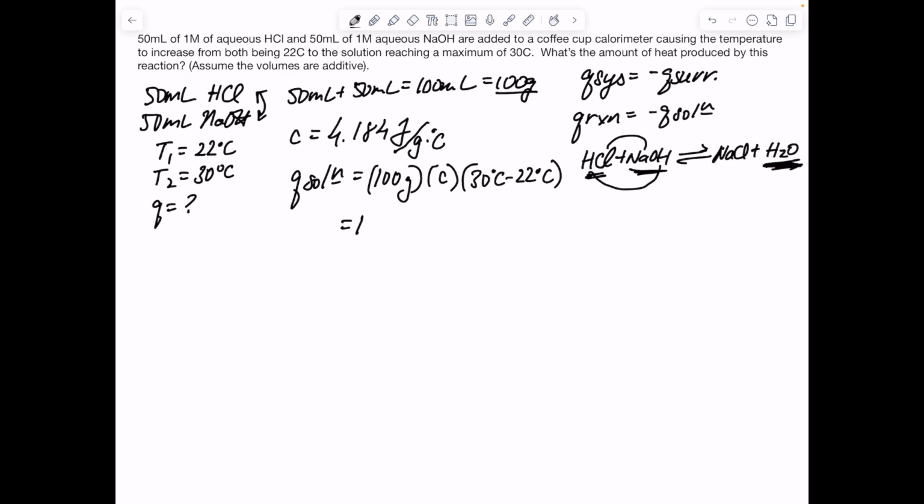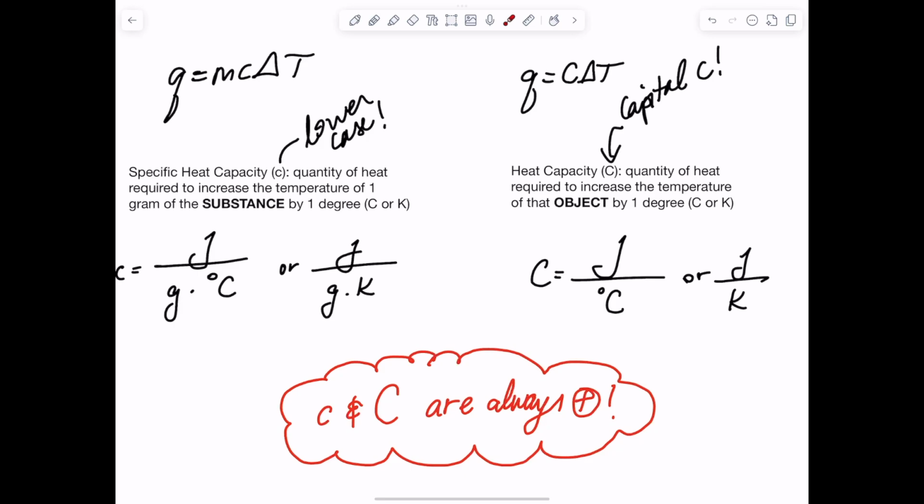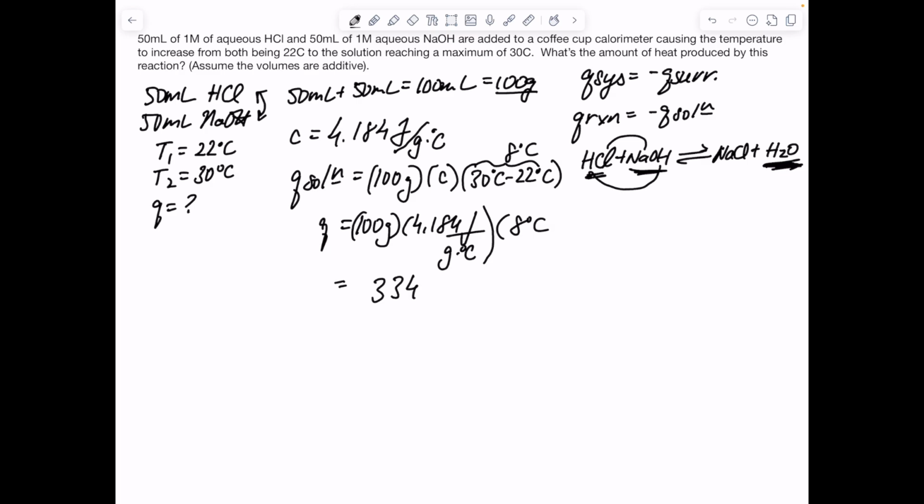So it's mcΔT, 100 grams, 4.184, 30 minus 22, that is 8 degrees. So 8 degrees Celsius here. So again, this is a simple plug and chug. So the answer is going to be 3347.2 joules, something around that value, depending on if you keep that 4.184, or if you just do 4.18.